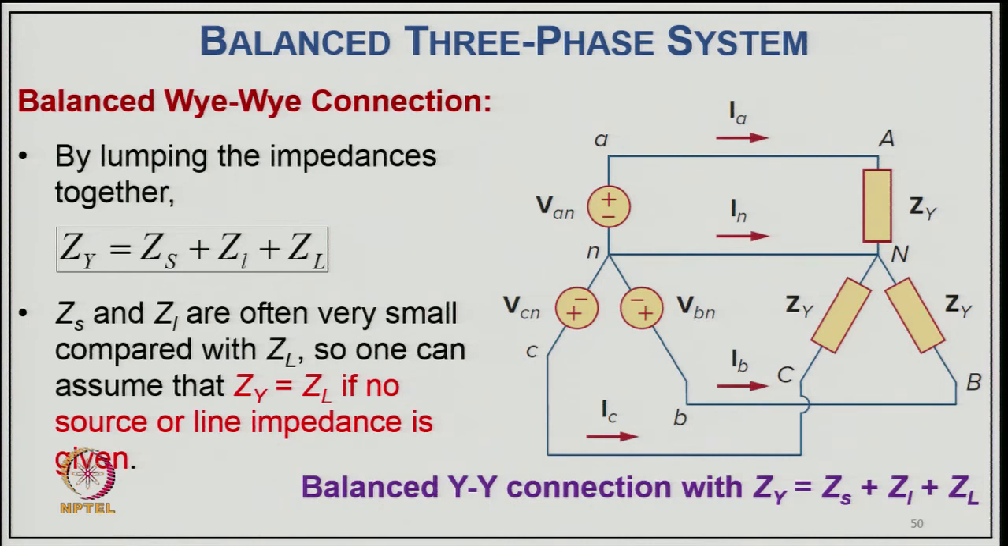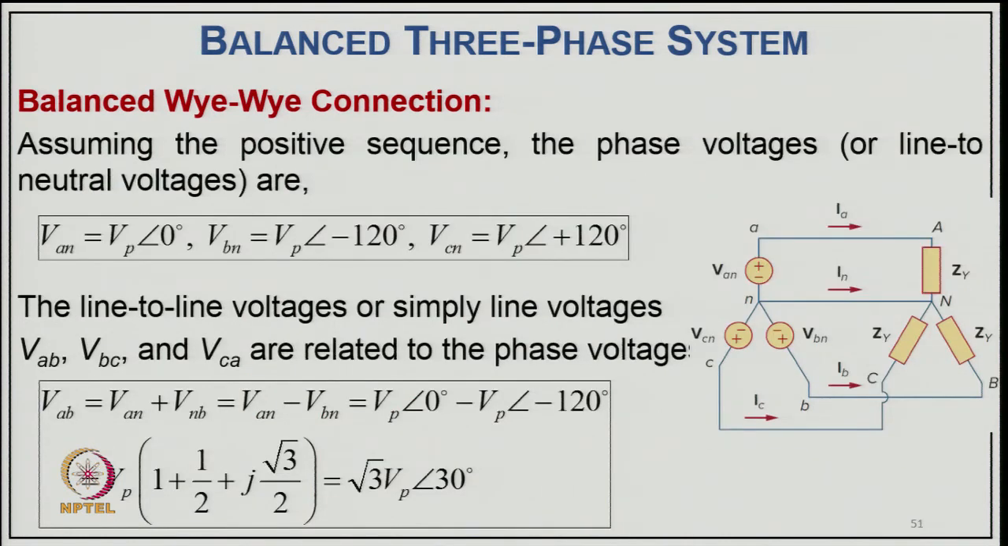We can define here, by lumping the impedances together, Zy equal to Zs, that is source impedance, plus Zl, line impedance, plus load impedance. Zs and Zl are often very small compared with the load impedance, so we can assume Zy equal to the load impedance if no source or line impedance is given, and of course we can say it is a balanced impedance network. Assuming the positive sequence, the phase voltages or line to neutral voltages are defined as Van equal to Vp at the angle 0, Vbn equal to Vp at the angle minus 120 degrees, and Vcn equal to Vp at the angle of 120 degrees in this circuit.